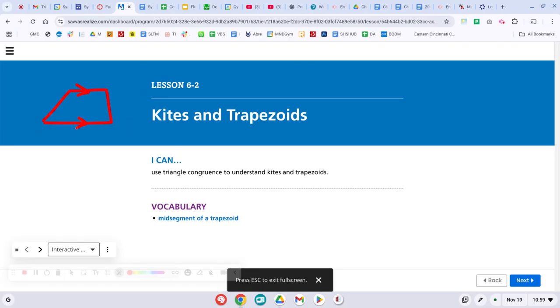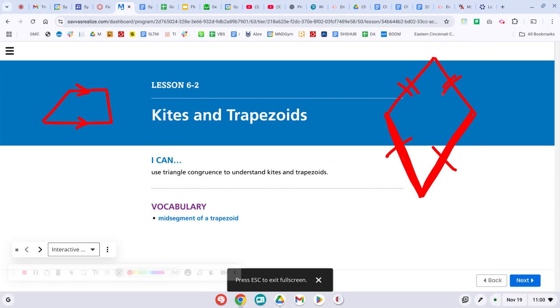Okay. Anybody know what a kite is? This is a harder one to define. A kite is a quadrilateral with two pairs of adjacent congruent sides, but not a rhombus. I'll give you a better definition some other time. So now what we're really going to do is look at the key aspects of kites and specifically isosceles trapezoids.